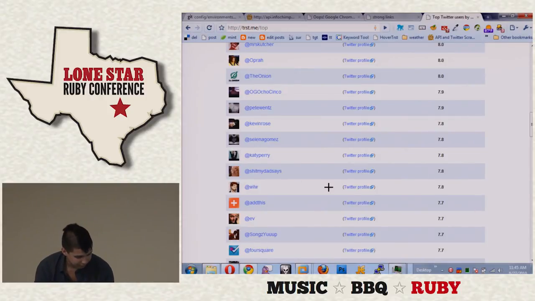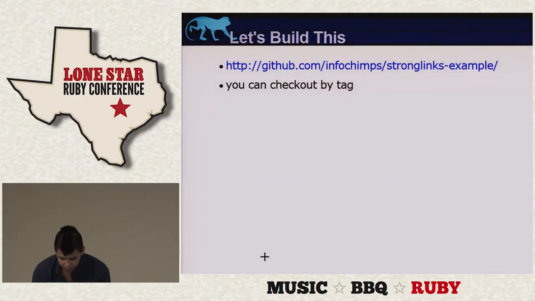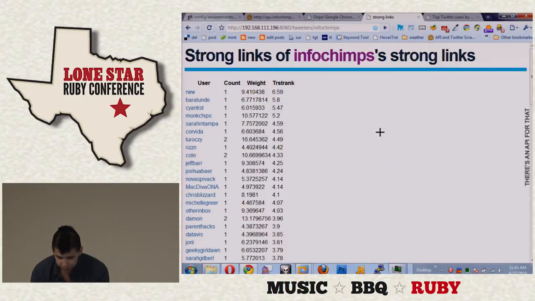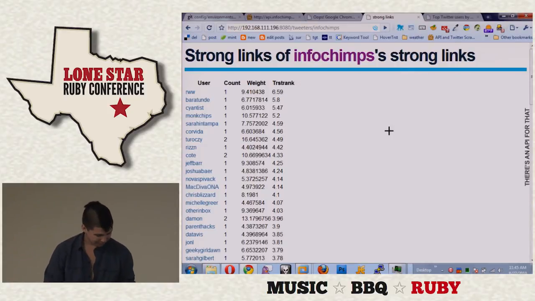Okay. Let's go back to the app. Oops. What am I doing on time? What time did we get out of here? 9:40.